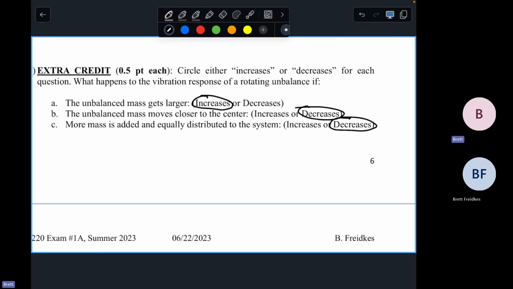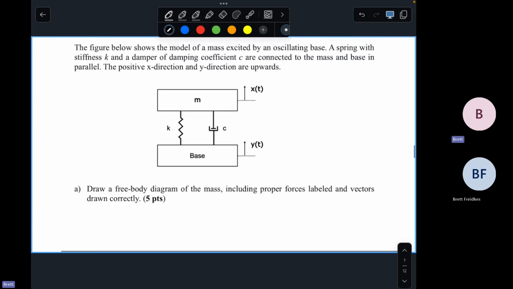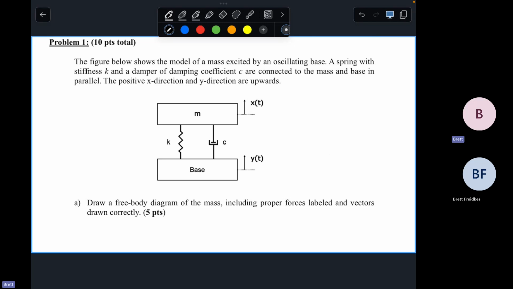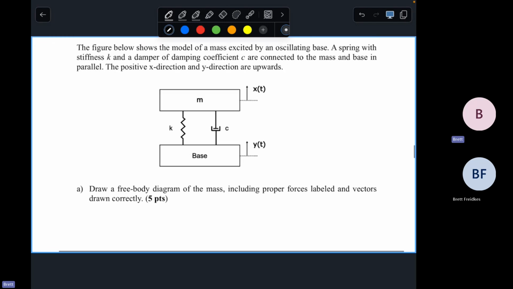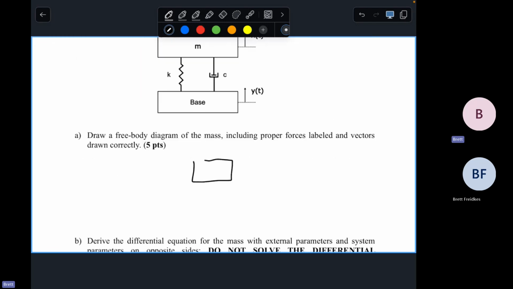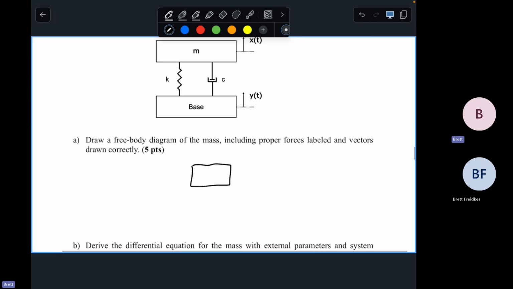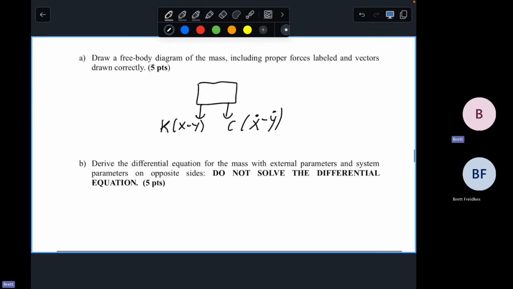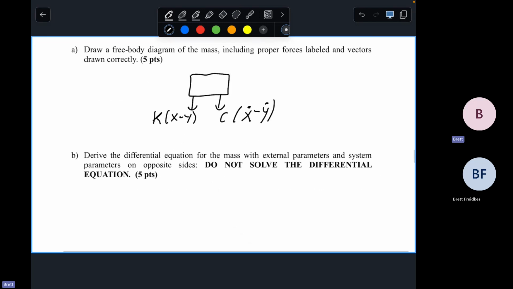Is that okay? The first question on this test was draw a free body diagram of the mass, including proper forces and vectors going correctly. So again, based on this, we draw a mass. This is base excitation. The only thing that it feels is the spring and the damper. What's the spring force? k(x minus y). What's the damper? c(x dot minus y dot). I said to derive the differential equation. Don't solve it. Just derive it.